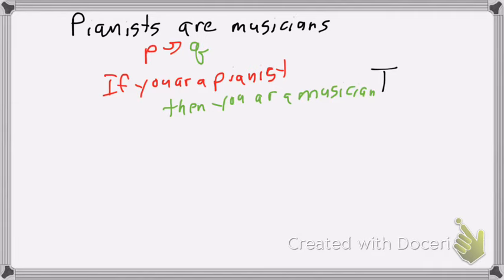Converse, you'd want to flip that around. If you're a musician, then you're a pianist. Inverse, you want to negate it. If you're not a pianist, then you are not a musician. And then finally, the contrapositive, you take that converse. If you're a musician, then you are a pianist, and you negate it. If you are not a musician, then you are not a pianist.